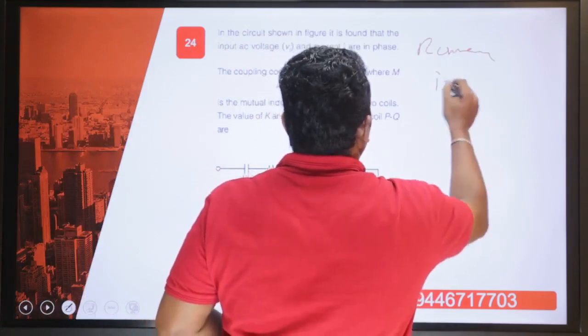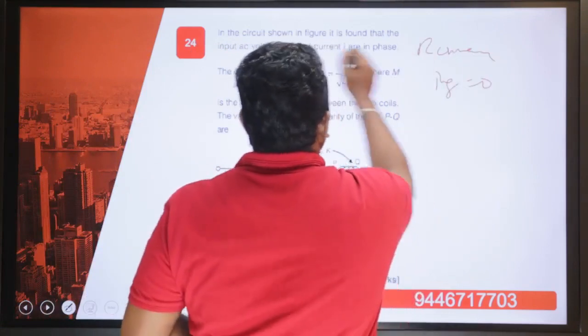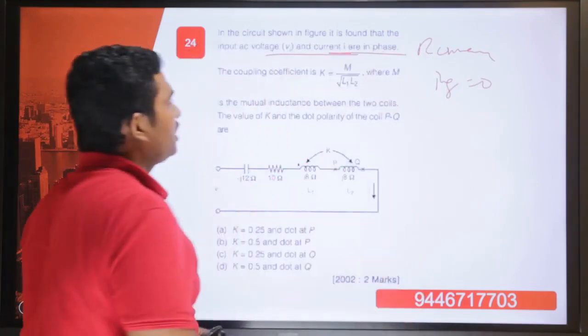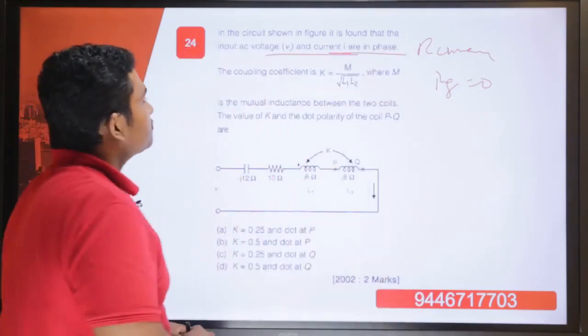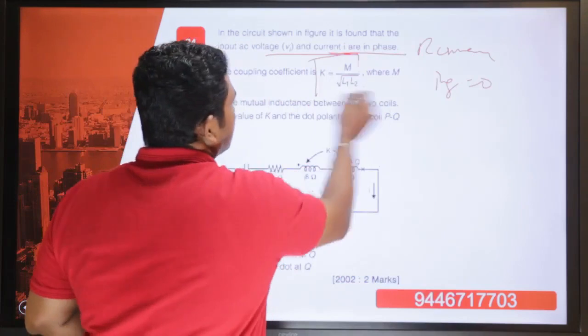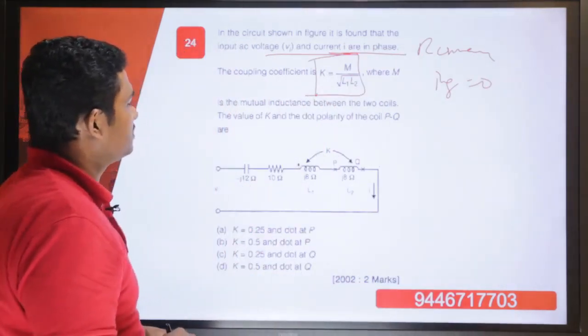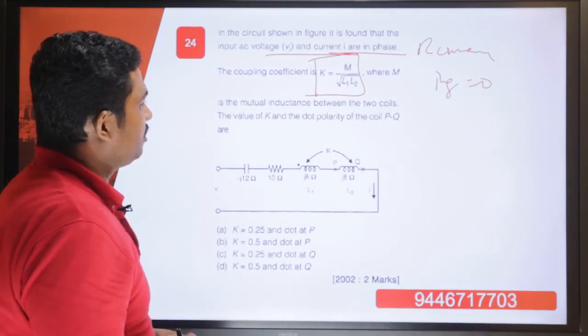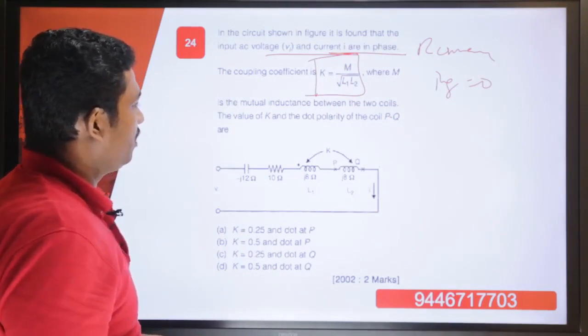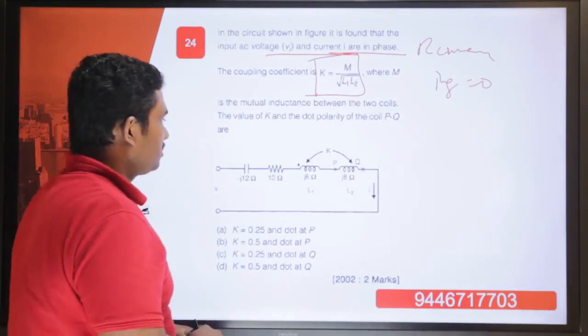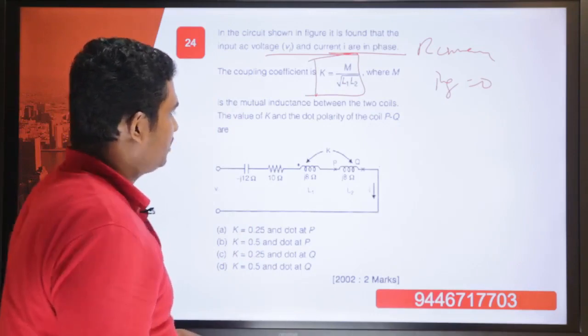So that means the imaginary part is equal to 0 because they are in phase. The current and voltage are in phase. The coupling coefficient K is equal to M by root L1 L2, where M is the mutual inductance between the coils. We have to find the value of K and the dot polarity of the coils P, Q, R.